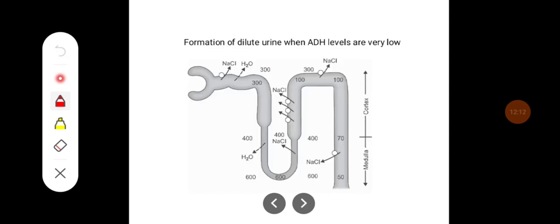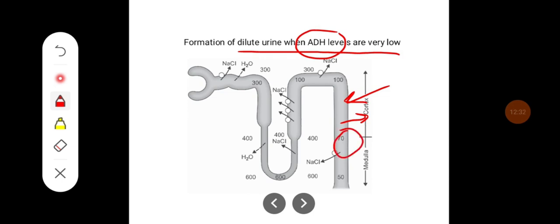And this diagram shows the formation of dilute urine when ADH levels are very low. So ADH is mainly going to act on the collecting duct, and in the absence of ADH, the water is not going to be reabsorbed back. So the excess amount of water is going to be excreted, and it is going to form a large amount of dilute urine, and that is how ADH controls the amount of urine or osmolality of the urine.